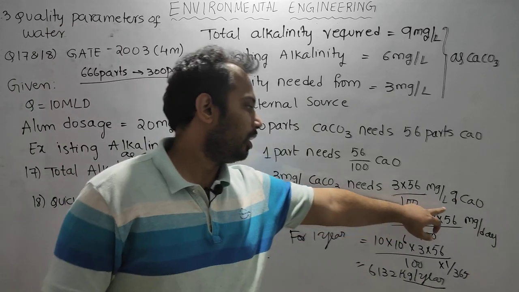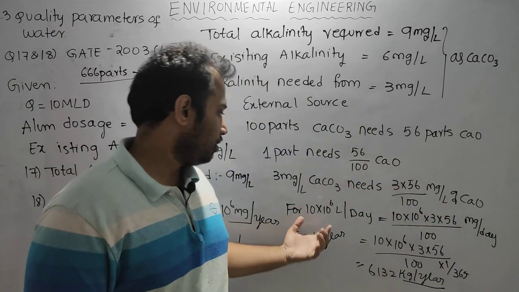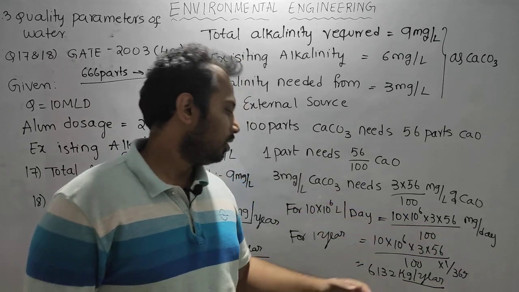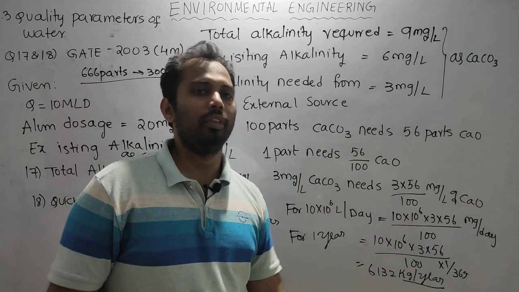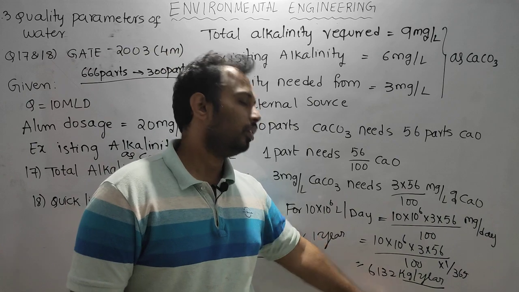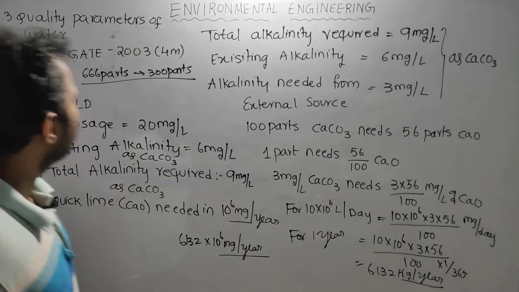So this is for 1 liter. 1 liter needs 3 into 56 by 100 mg. So multiply it with the number of liters, and that is for 1 day. If it is 1 year, multiply it with 365. Then you will get the requirement for 1 year in kg per year or 10 to the power of 6 milligram per year. Both are the same.